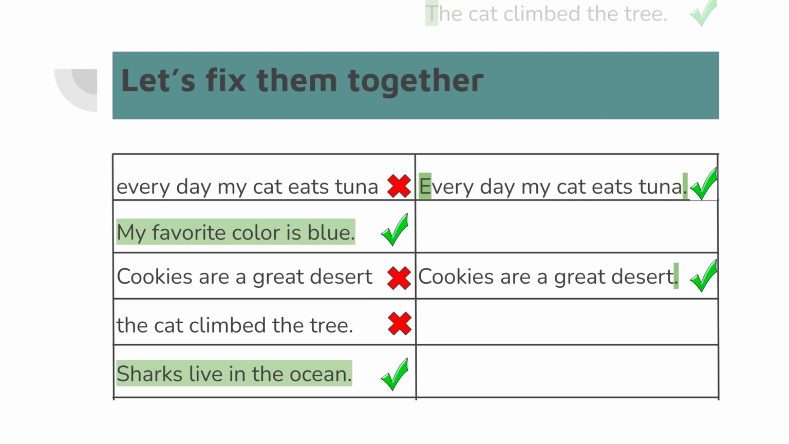The next sentence, "the cat climbed the tree." We noticed that it did not start with a capital T, it started with a lowercase t, so we needed to fix that. Highlighted it in green to show that we changed it. "The cat climbed the tree," and it ends in a period, which we already noticed before, and we don't need to change anything else. And last, "sharks live in the ocean" was already correct, so we don't need to change anything there.